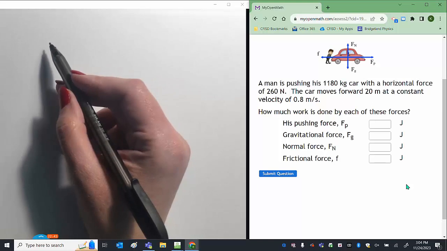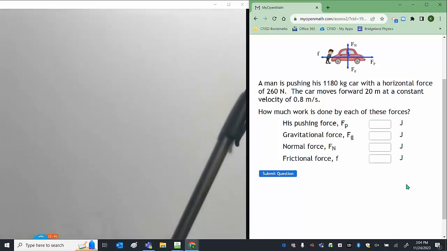So I know, first of all, let's talk about the force of gravity and the normal force. Let's get those out of the way first. Because this car moves forward, okay? It moves forward 20 meters. It doesn't have any vertical motion. So it's moving in this direction, and so this normal force is at 90 degrees from that.